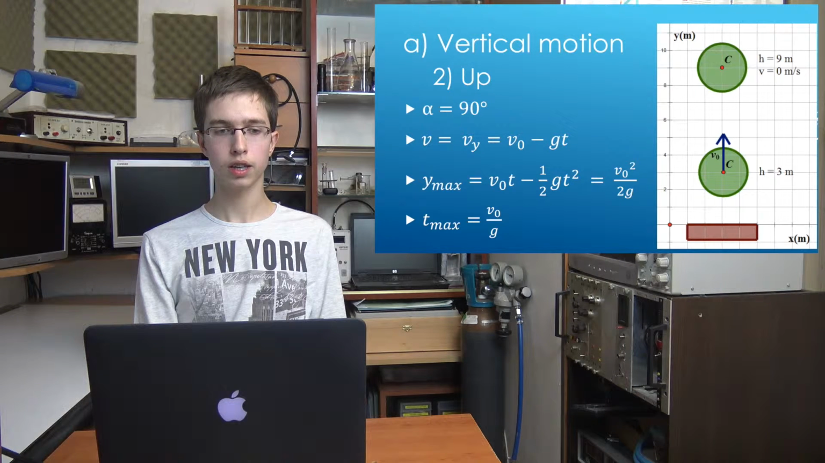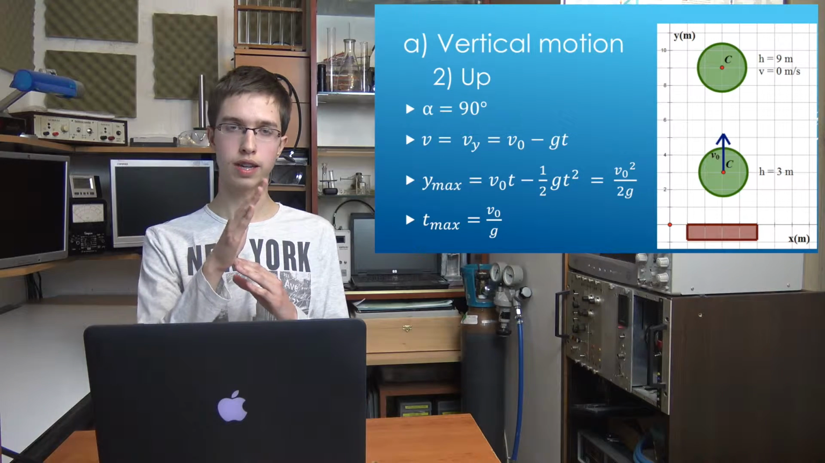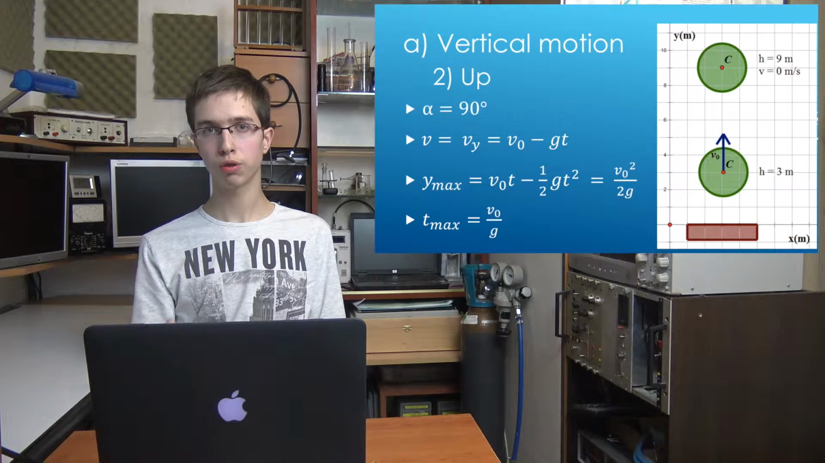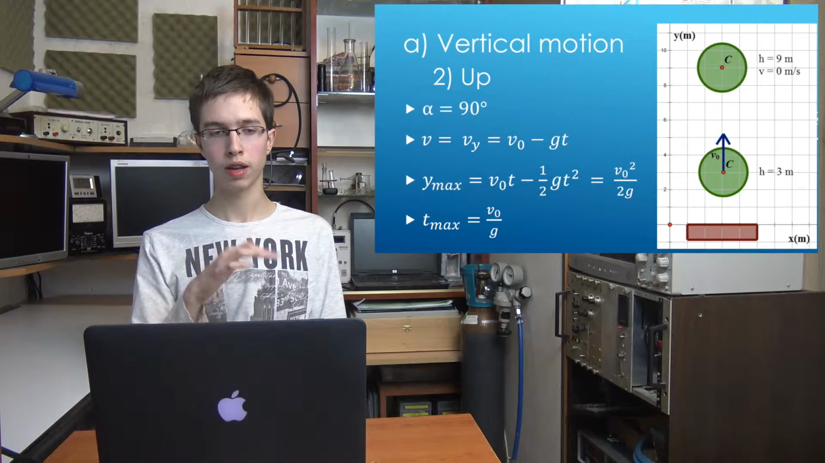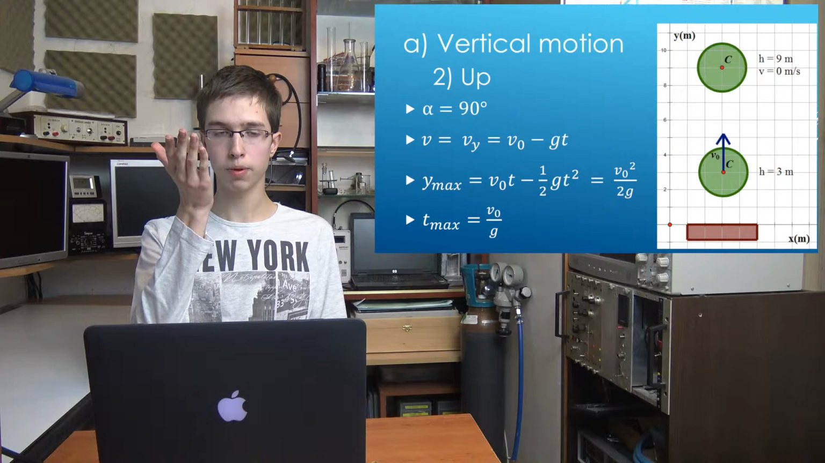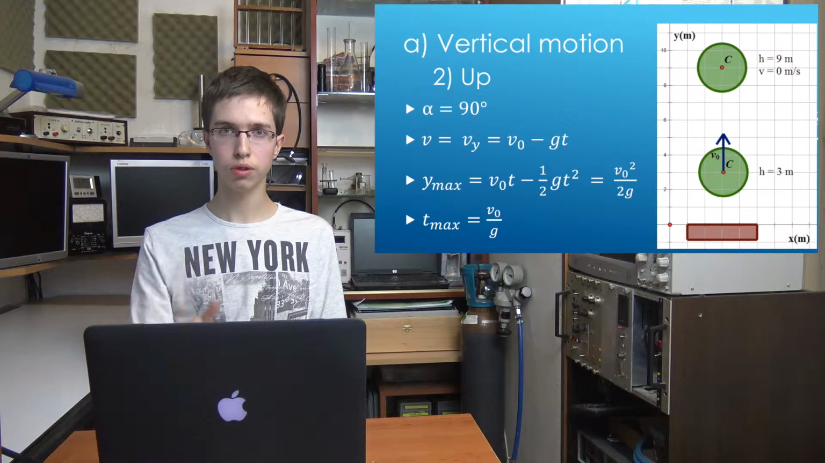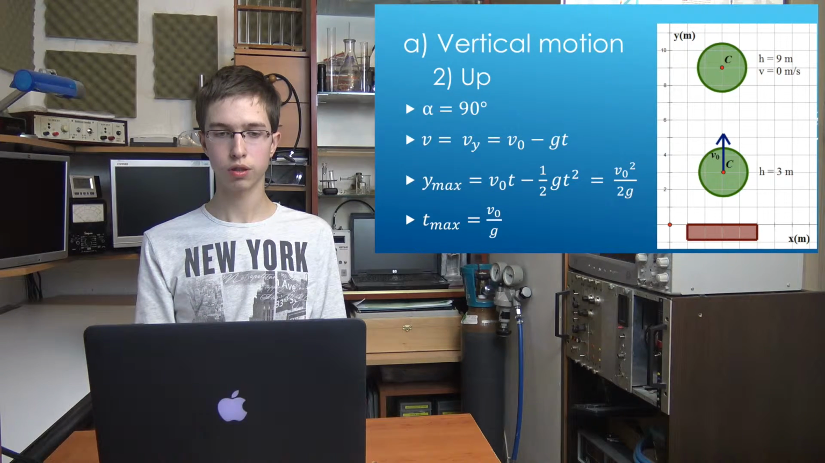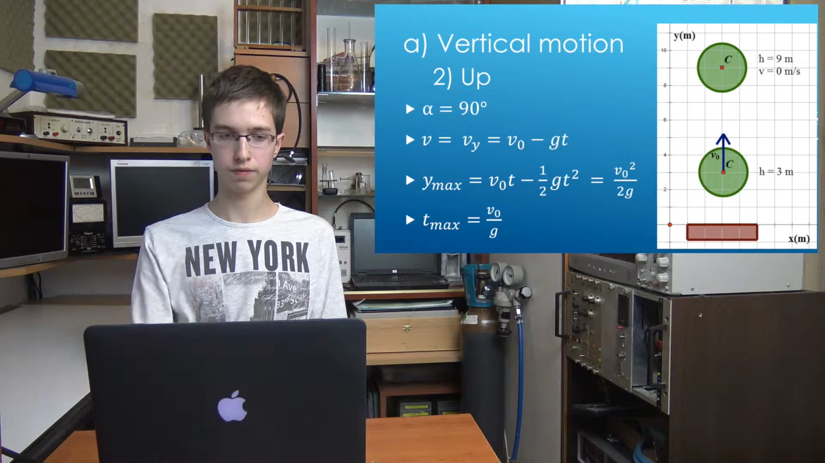And now we have vertical motion up. In this kind of motion, alpha is plus 90 degrees, and velocity is v0 minus g times t. We could see that this formula is very similar to the previous one, so to the formula of vertical motion down, but here is minus and there was plus, because here the body slows down as it goes up, and in vertical motion down, the body was speeding up while going down. So here it slows down, then it's minus.